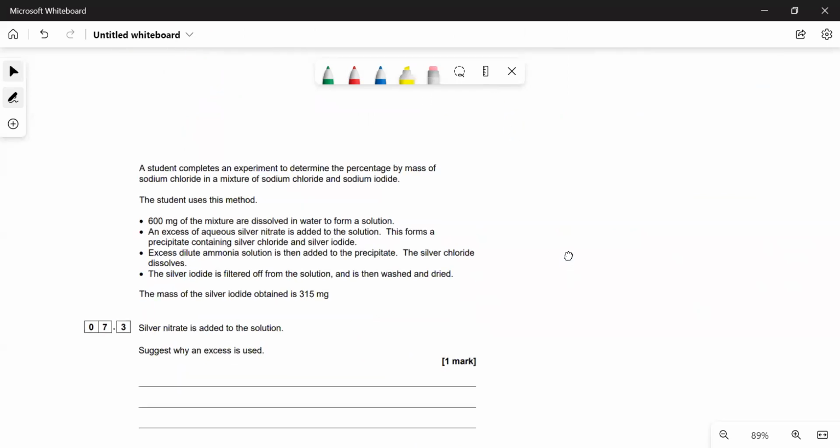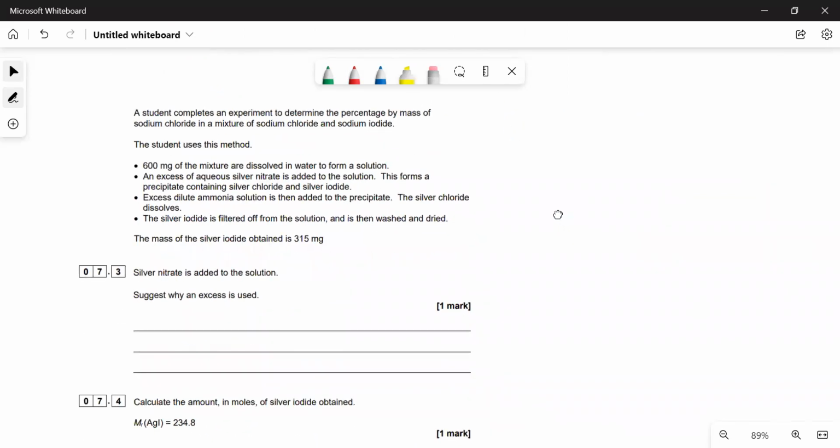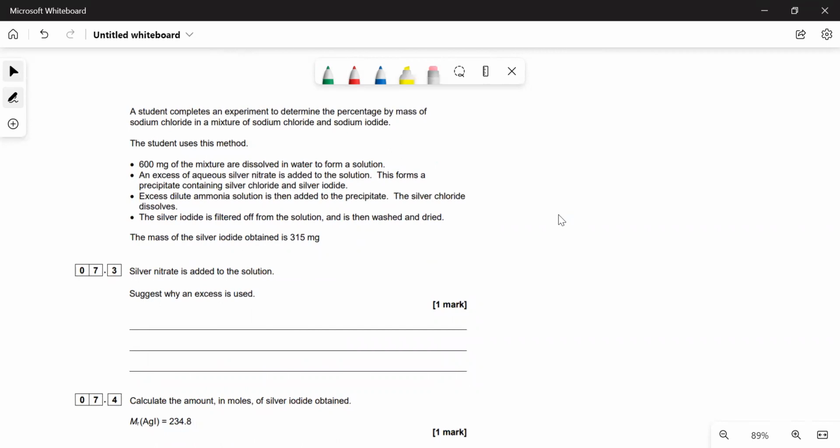Right, calculation now. A student completes an experiment to determine the percentage by mass of sodium chloride in a mixture of sodium chloride and sodium iodide. So they dissolve it in water and they add silver nitrate solution.